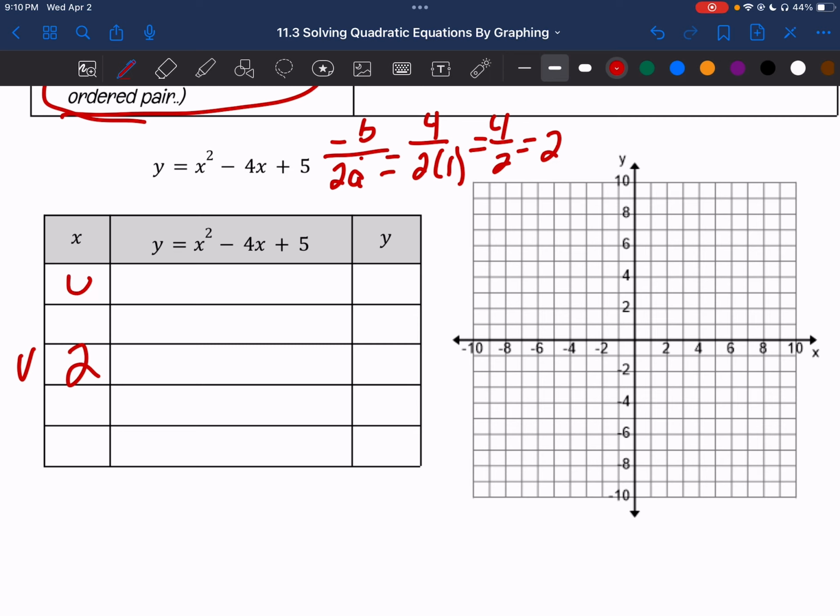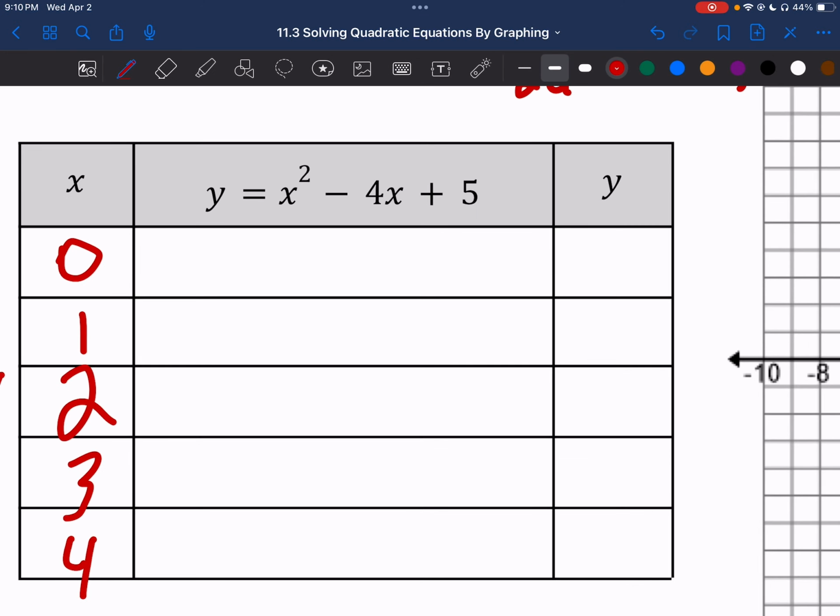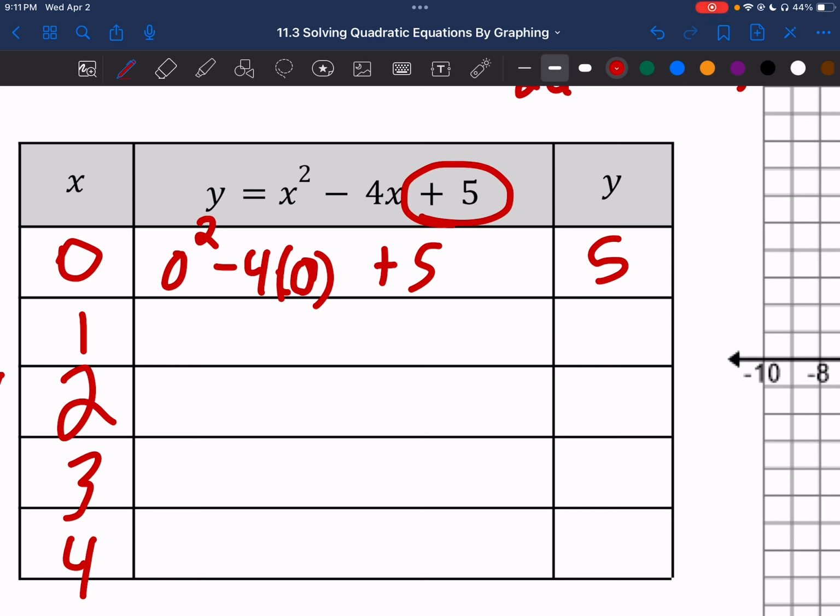So I'm going to do 2 points to the left, 2 points to the right, and let's see what we get. So 0 squared minus 4 times 0 plus 5 is going to get me 5. Hey, look, x value is 0, y value is 5. That's your y-intercept. Remember, your c term, when we're in standard form, is your y-intercept.